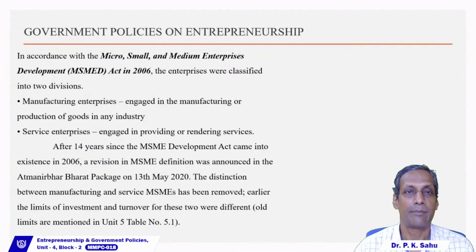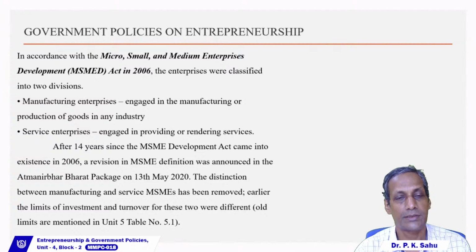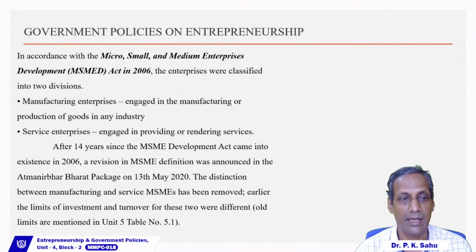In accordance with the Micro, Small and Medium Enterprise Development Act in 2006, the enterprises were classified into two major divisions. One was the manufacturing enterprises, which were engaged in the manufacturing or production of goods in any industry. The second was the service enterprises, which were engaged in providing or rendering services. After 14 years since the MSME Development Act came into existence in 2006, a revision in the MSME definition was announced in the Atmanirbhar Bharat package on 13th May 2020.